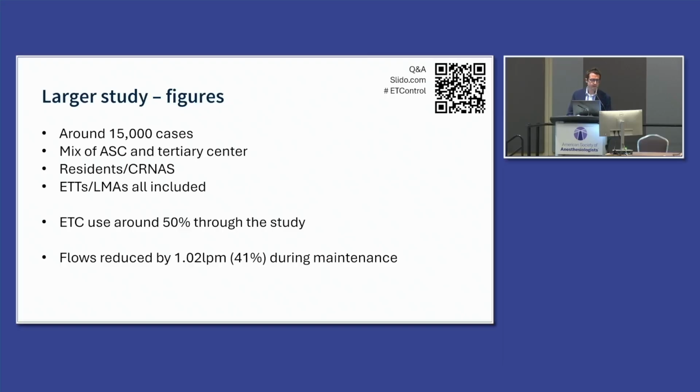So then we did a larger study over, I think, about a year, looked at about 15,000 cases. This was across the whole institution, excluding the pediatric hospital. There was a mix of the ASCs and the tertiary centres. It looked at the full suite of anaesthesia providers, residents, CRNAs. We included all types of airway device. And through the life of the study, end-tidal control usage was about 50%, which is actually nice for us because it allowed us to compare and contrast the factors that went into the use of end-tidal control.